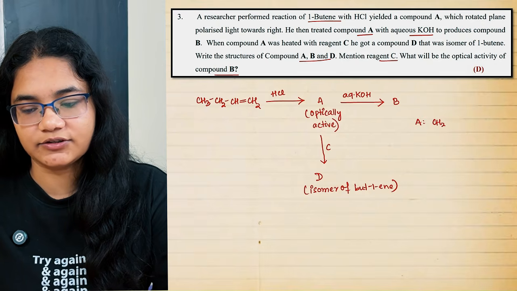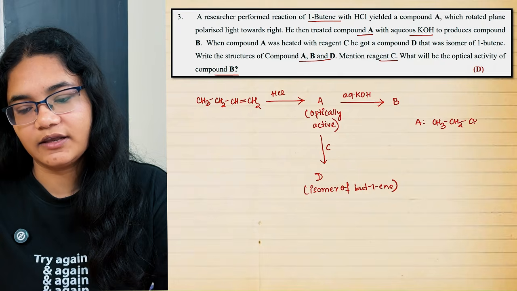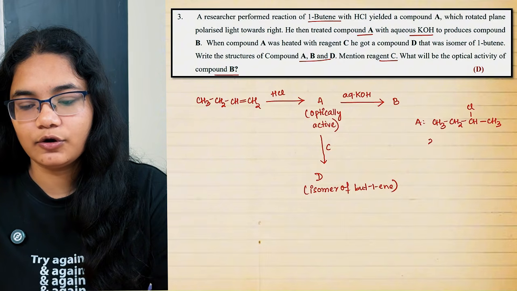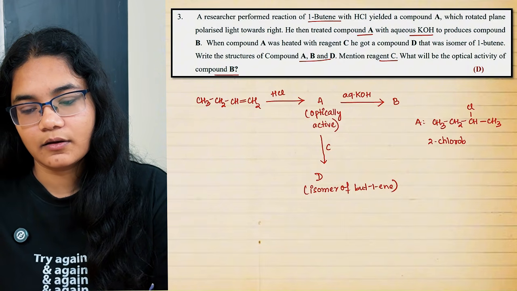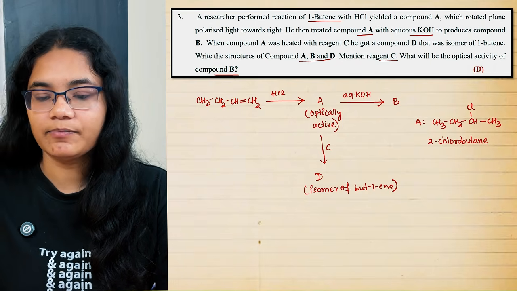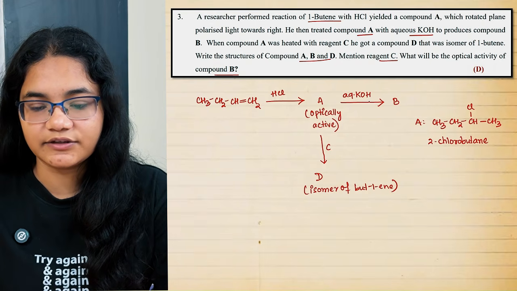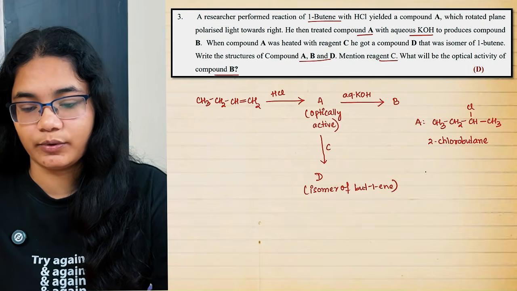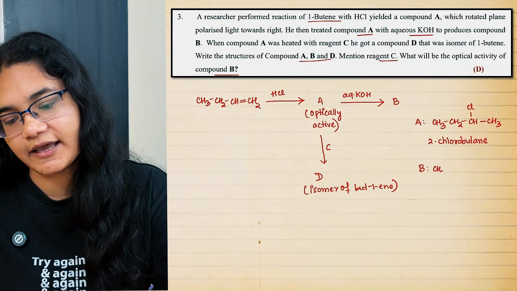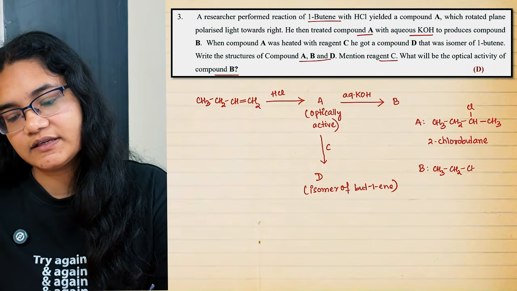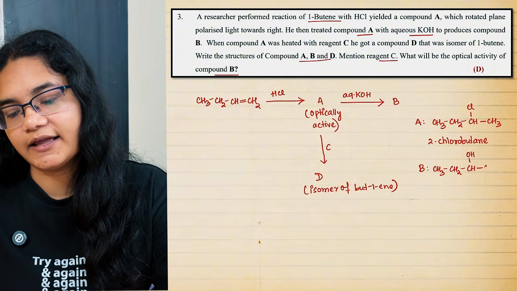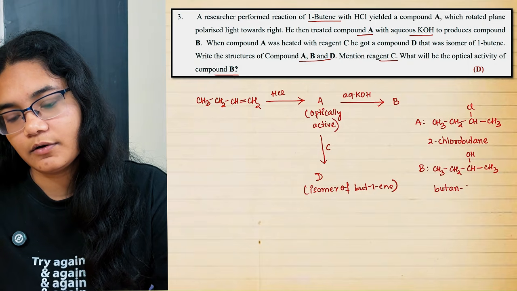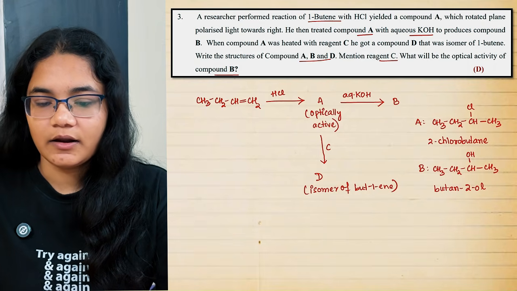A will be CH3CH2CHClCH3. This is compound A, which is 2-chlorobutane. Now we will talk about compound B, which is optically active. So here when you take aqueous KOH, this Cl will be replaced with OH group. So you will get a compound here, CH3CH2CHOHCH3. This compound is butan-2-ol.